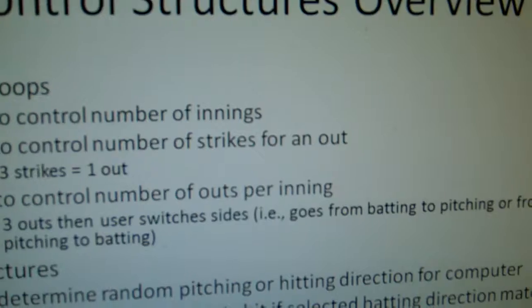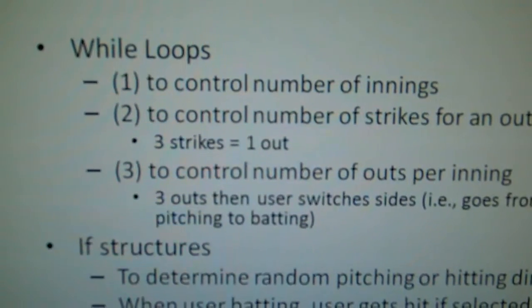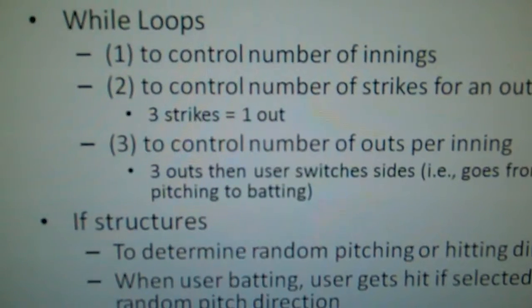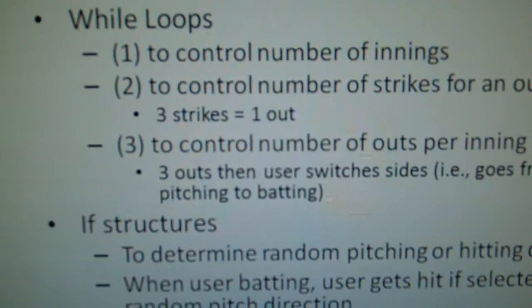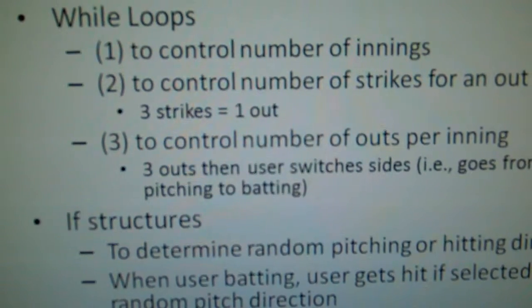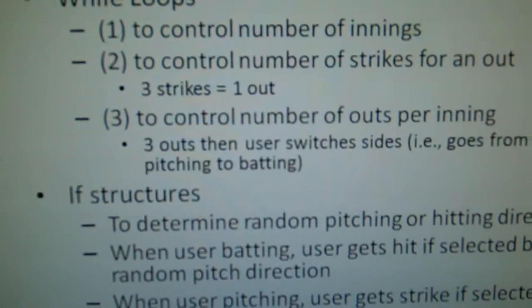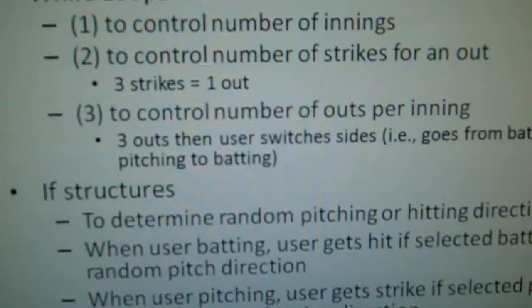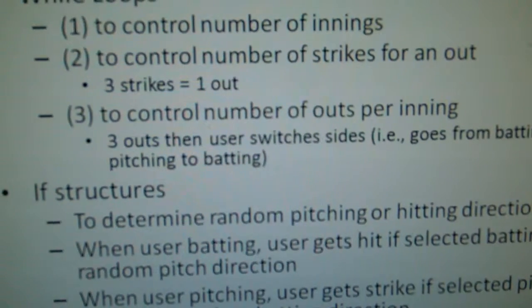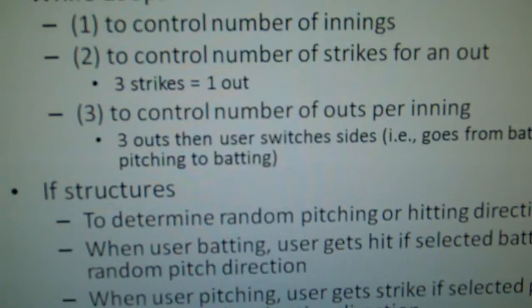So just an overview of some of the control structures. There's 3 main while loops: one to control the number of innings, a second one to control the number of strikes for an out, 3 strikes equals 1 out, and then a while loop to control the number of outs per inning, 3 outs, and then you switch sides.